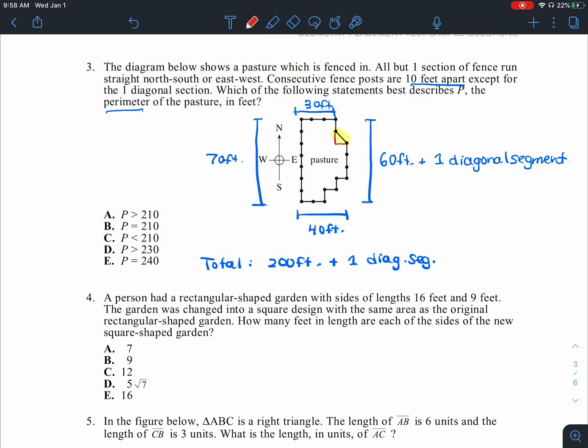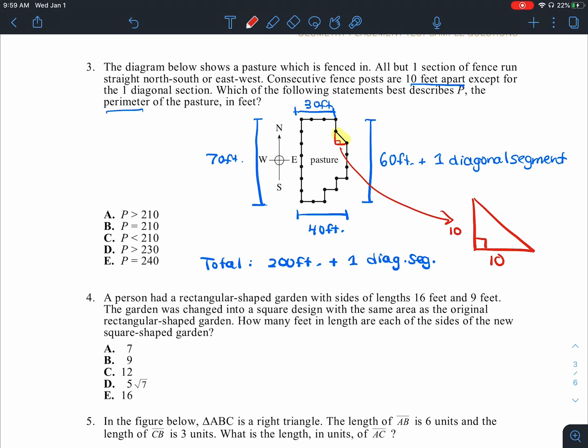If I were to make this into a right triangle, I'm going to draw a more zoomed in picture of this triangle here. This vertical segment would be 10, and this horizontal segment would be 10, because that matches this, and this matches what that length would be.